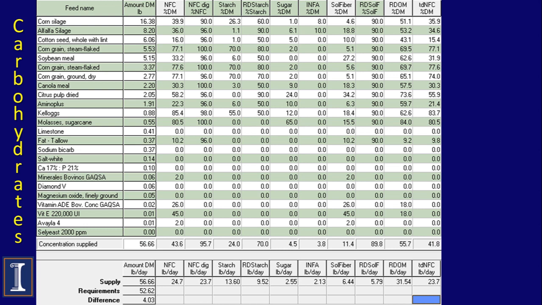The one I think we're going to really watch in the future is going to look at the degradation rate of the starch. And you can see this one is 70% of the starch is degraded, and we're going to be looking at this in the future as we look at adjusting both rumen and small intestine digestibility rates.